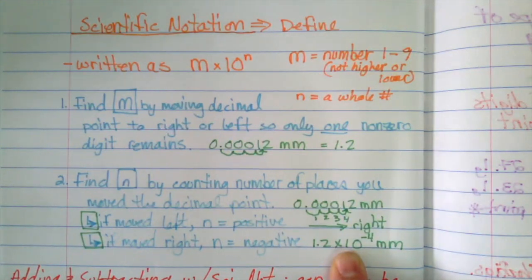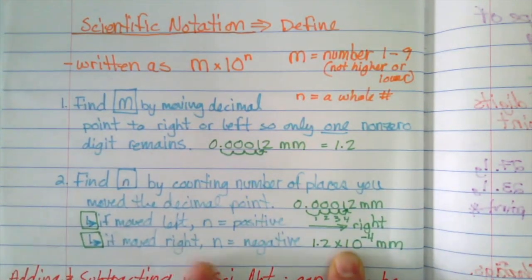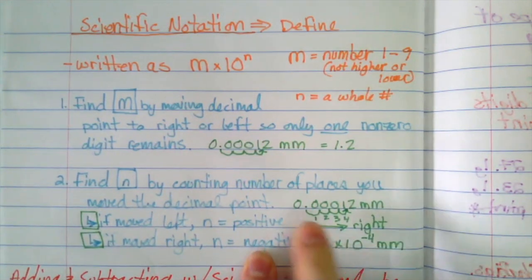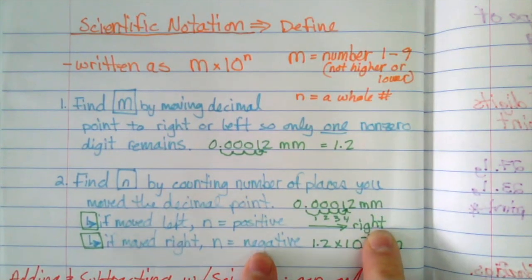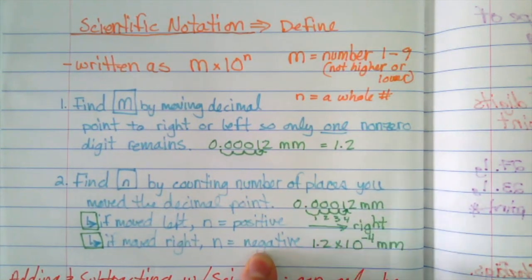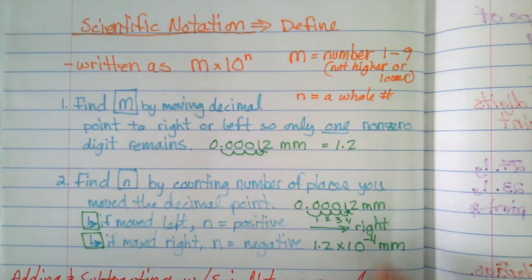So then I have to find n, which means I need to count how many times I moved the decimal point. If I move it left, then my exponent is positive. If I move it right, my exponent is negative. So when I moved it over, this is to the right, so that means it's going to be negative 1, 2, 3, 4. So my answer should be 1.2 times 10 to the negative 4, and I always have to include my units, millimeters.